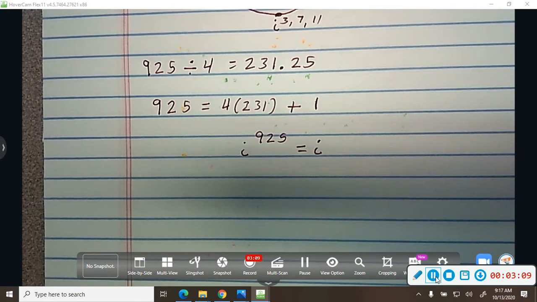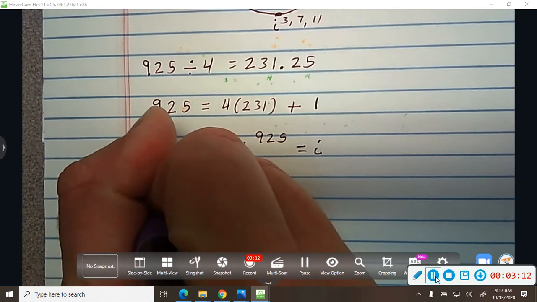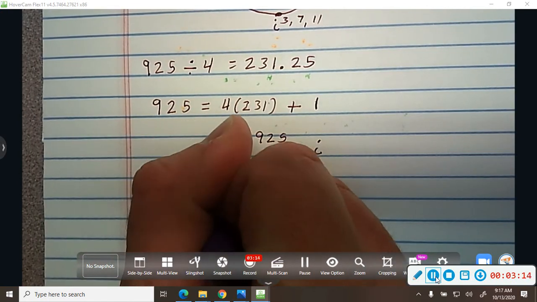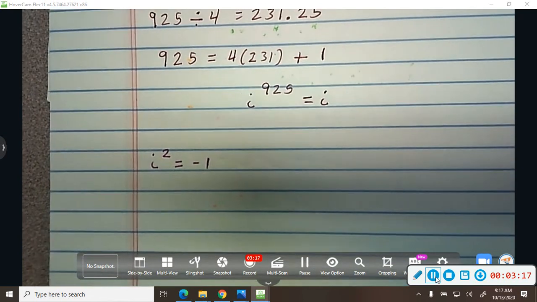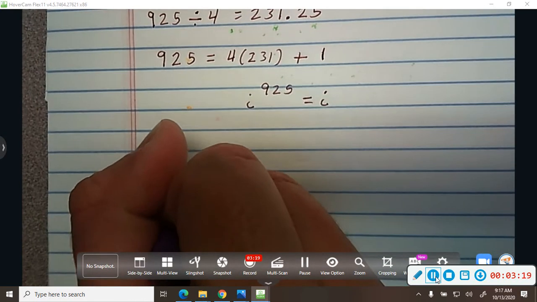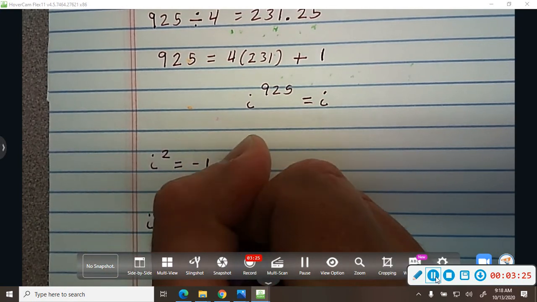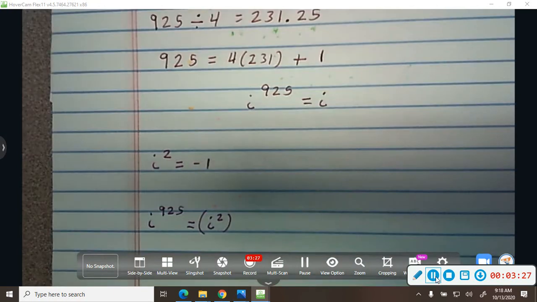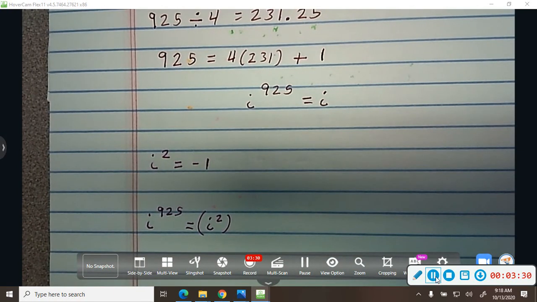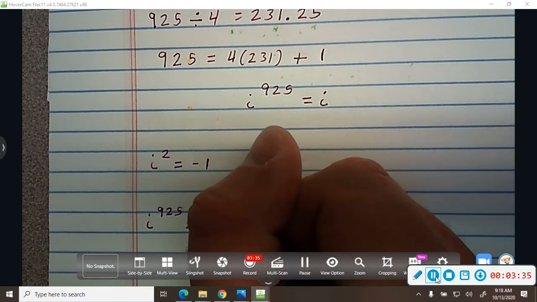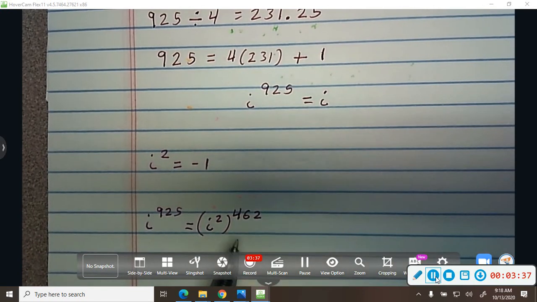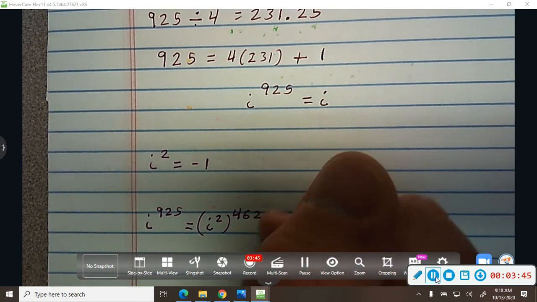Another, third method would be to recognize that i squared is equal to -1. And so you take i to the 925 and you write that as i squared to some power. So let me think, what's 925 divided by 2? 462.5, so I put 462. And then 462 times 2 is 924, so I need one more i.